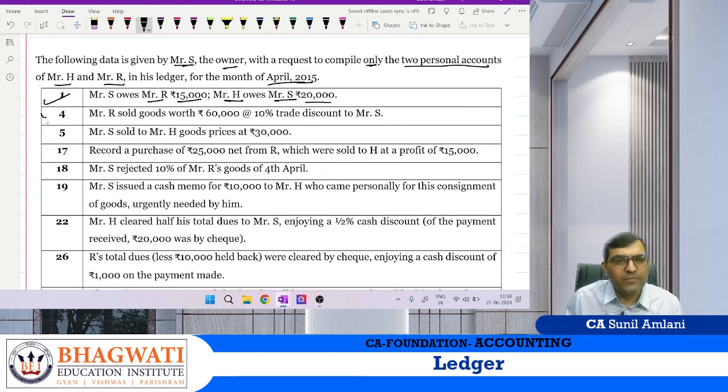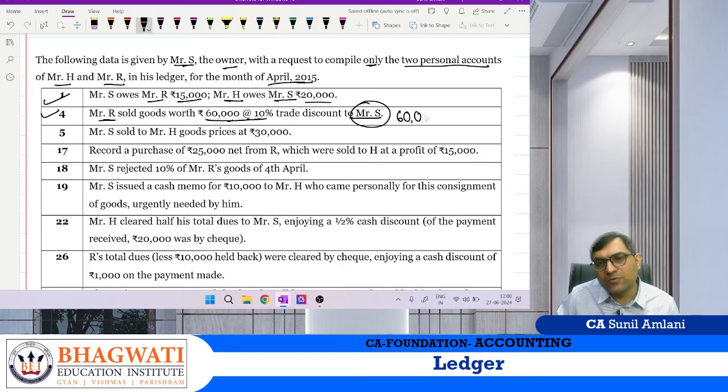Then 4th April. R sold goods worth rupees 60,000 at 10% trade discount to S. Now we don't have to think from the perspective of R. We have to think from the point of view of S. Now R has sold it. That means S has purchased it. Okay, 60,000 rupees goods, 10% discount. So it's obviously 60,000 minus 10%. So it's 54,000 net. Okay, so 54,000 is the amount that we need to pay. Or rather here it is purchase on credit. So entry will be what? Purchase account debit to R.